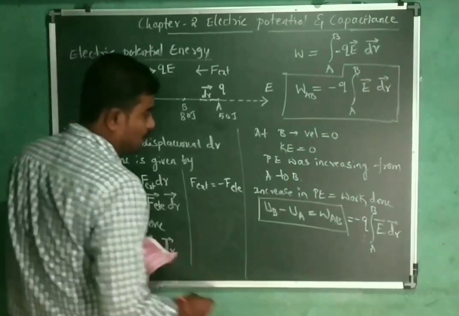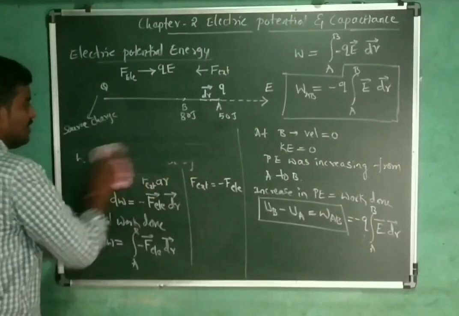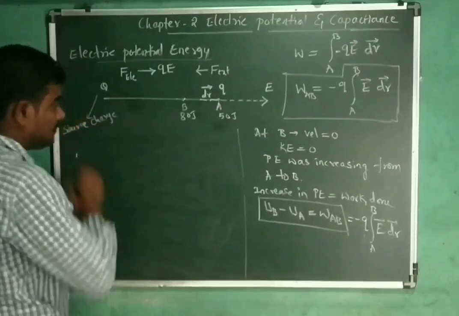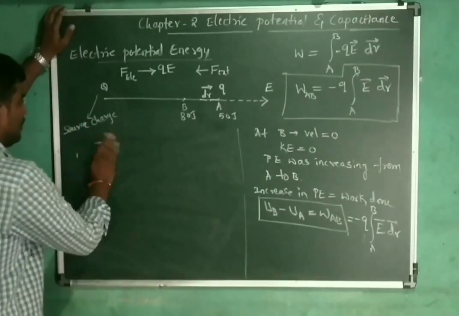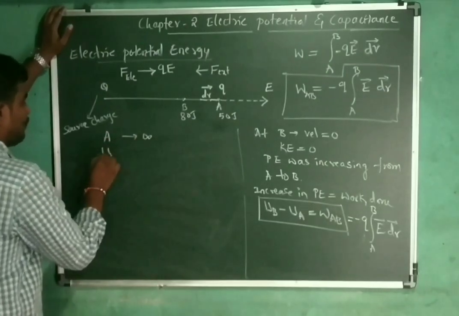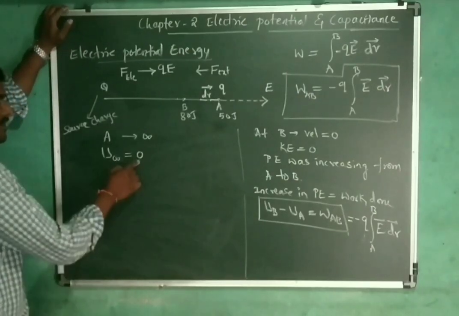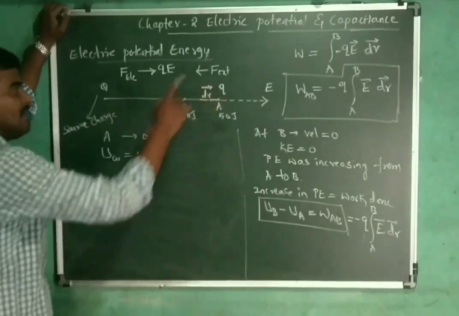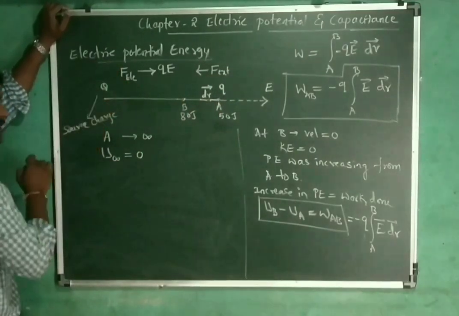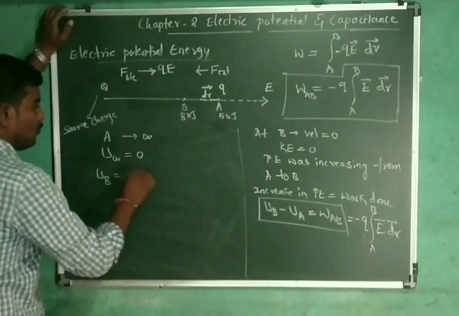And as a reference we consider point A at infinity. If A is at infinity, then our formula is going to be, see here, potential energy at infinity is going to be 0. Why is potential energy going to be 0 at infinity? Because at infinity there will be no force due to this charge, due to the electric field. Therefore I can write it as UB is equal to WA.